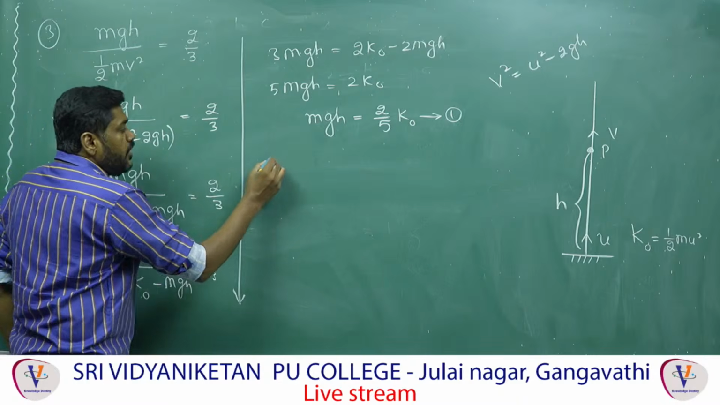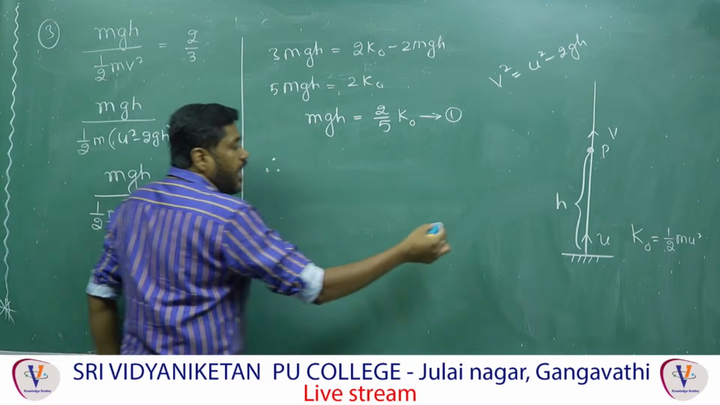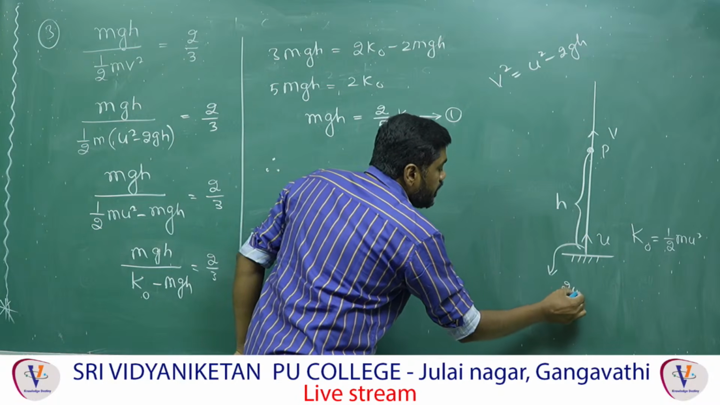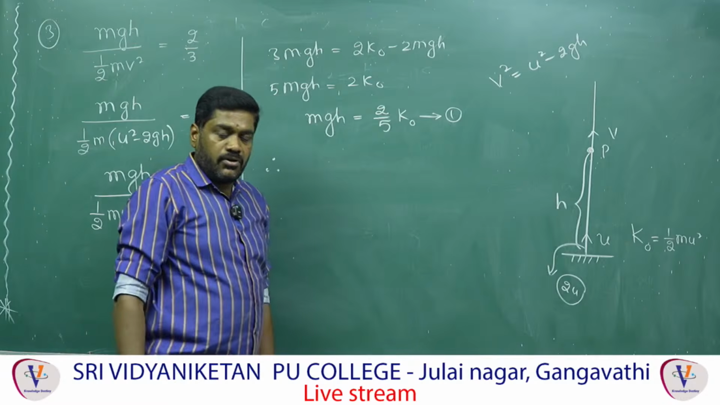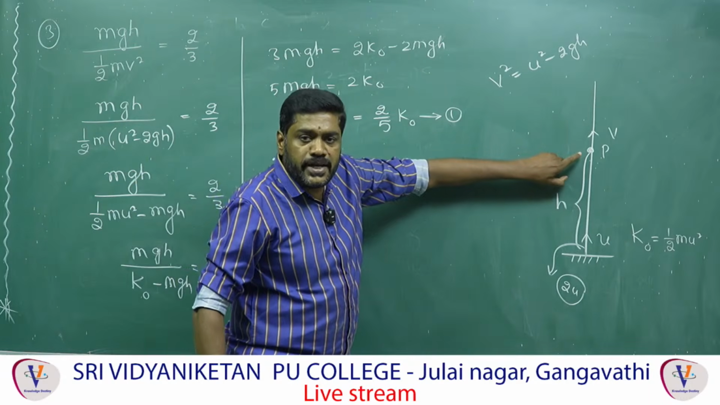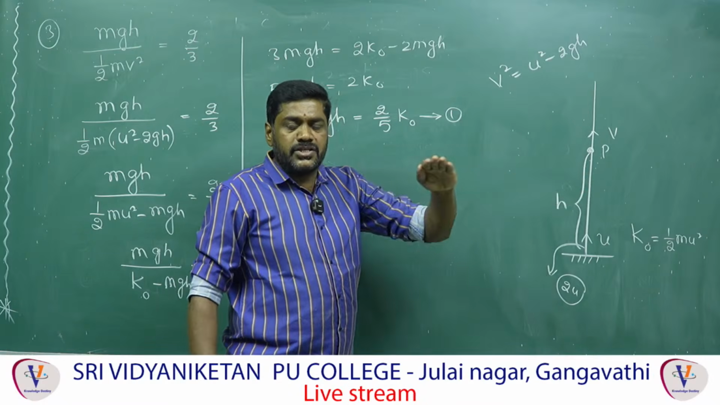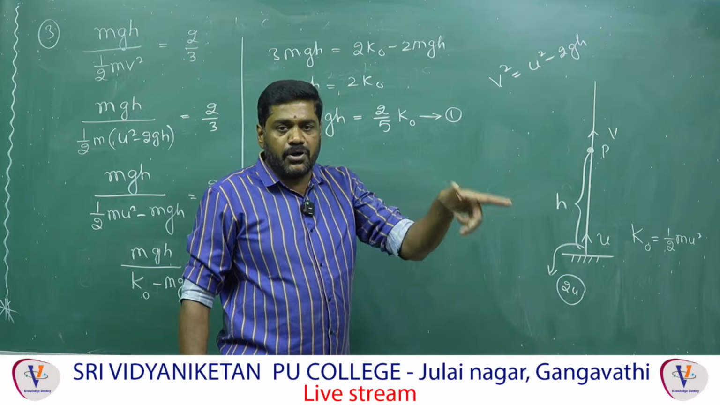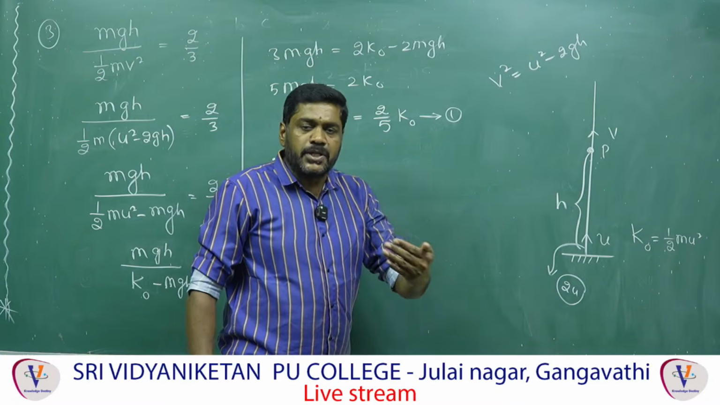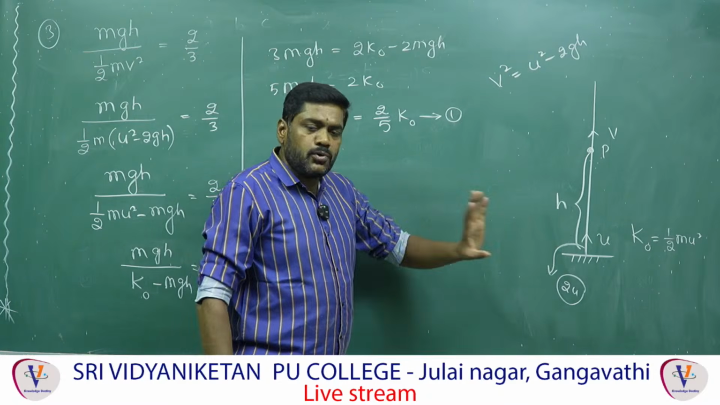Now the second case: here the velocity becomes double, meaning the speed of projection becomes double. When the speed of projection doubles, there is no change in the potential energy at the point B, because potential energy purely depends upon the height of the body. It does not depend upon the point from where or with what speed you are projecting. That depends only on the kinetic energy.